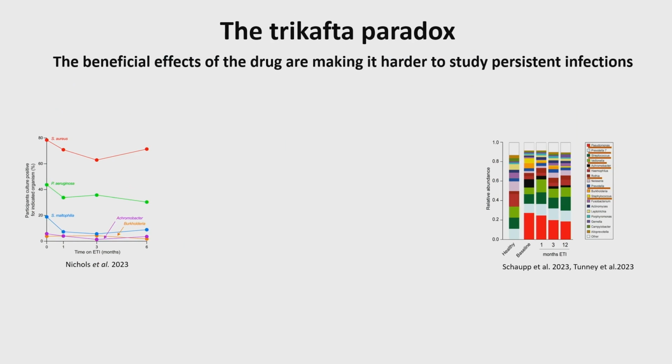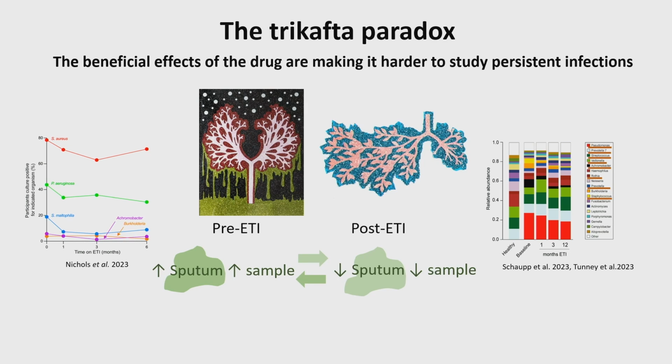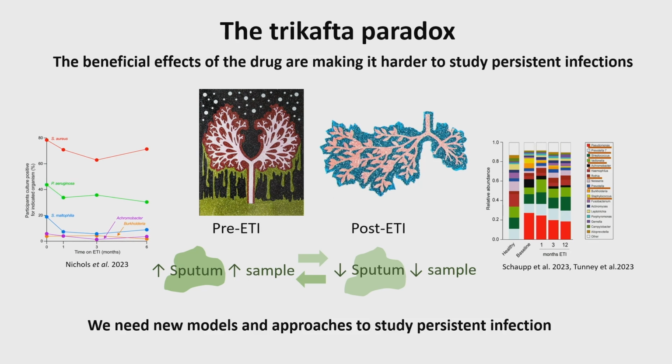So now we are facing the Trikafta paradox, in which we already know how beneficial this therapy is for patients with cystic fibrosis in terms of lung function, reducing their sputum. But if the sputum is reduced, it's challenging for researchers to get samples and analyze or follow how the microbiome is changing in these new conditions. That's why we need new models and approaches to study persistent infections.